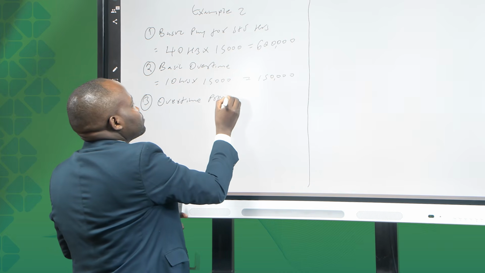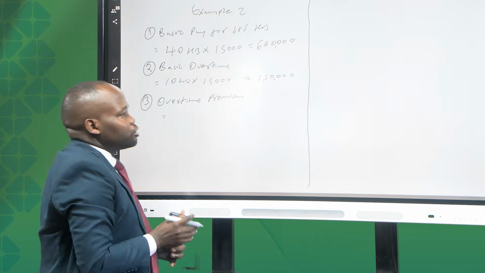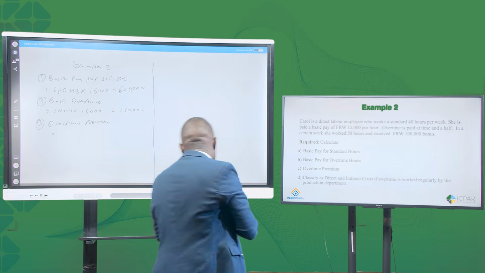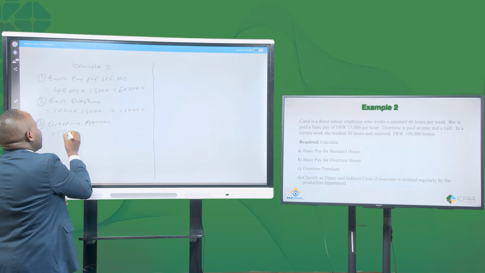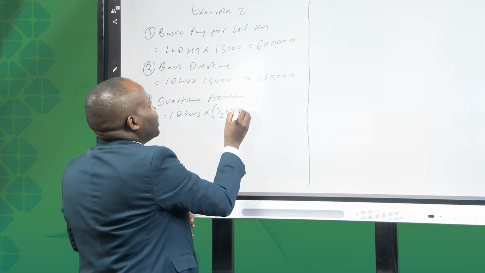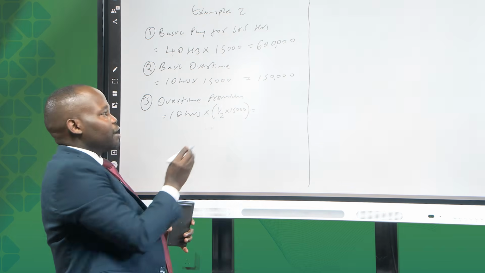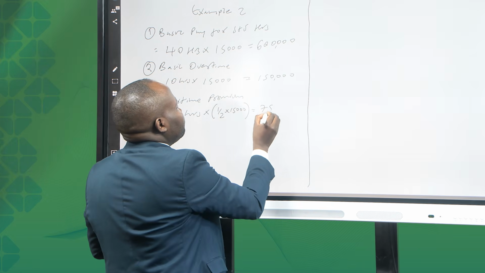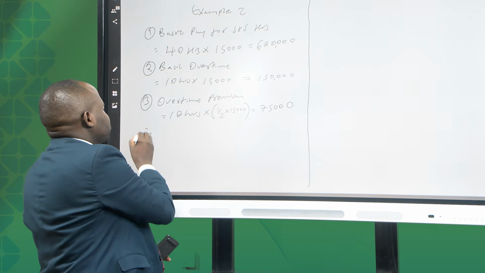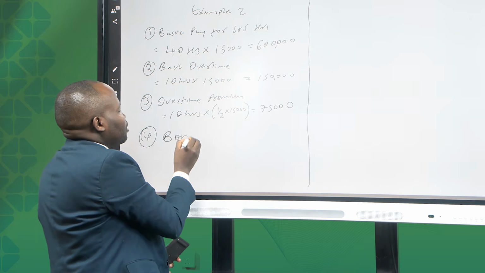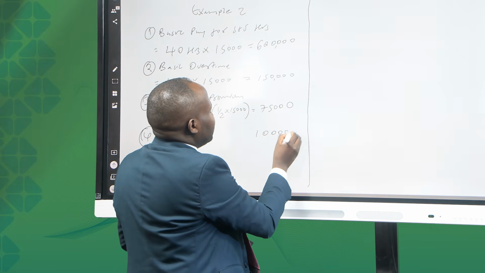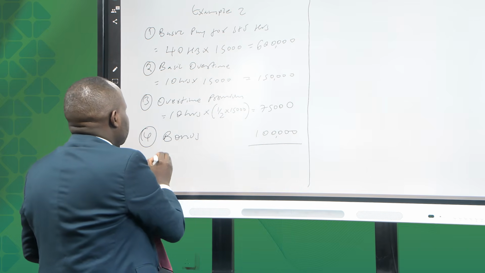Number 3, we look at overtime premium. It was paid at time and a half, so you take 10 hours times a half of 15,000. A half of 15,000 is 7,500, and 7,500 times 10 is 75,000. And then the last component is the bonus, which in this case was 100,000.